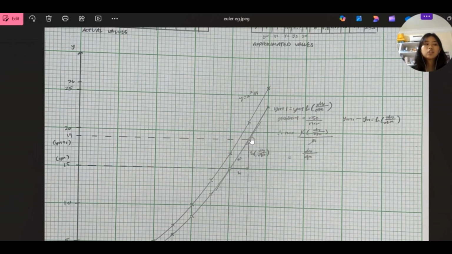Thirdly, I drew a tangent connecting these 2 points, showing a gradient. The formula of a gradient is rise over run. So if I take this divided by this, the h will cancel out, meaning that my gradient is also the same as my derivative dy/dx.